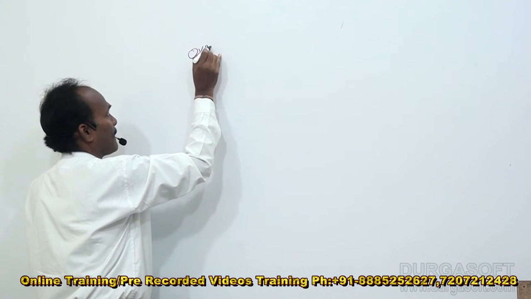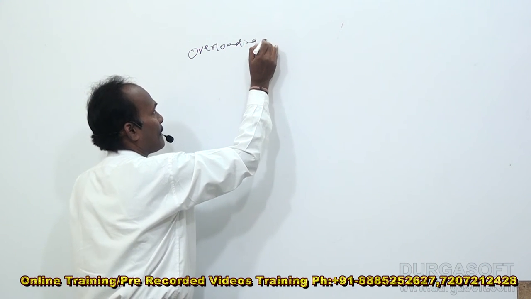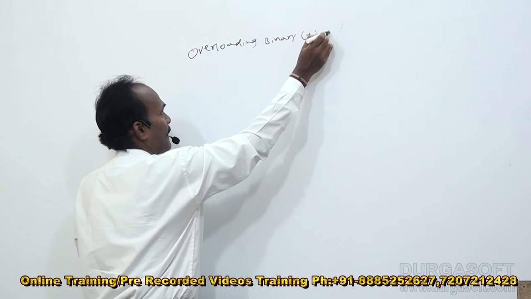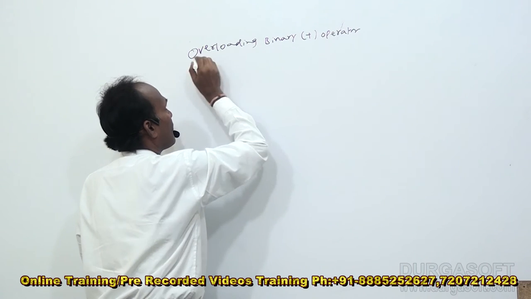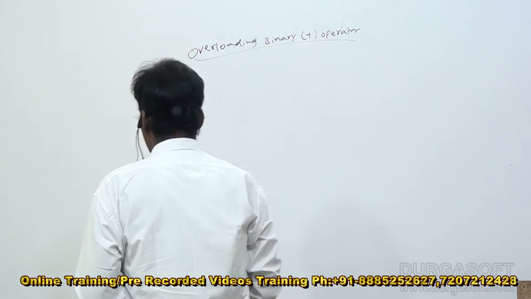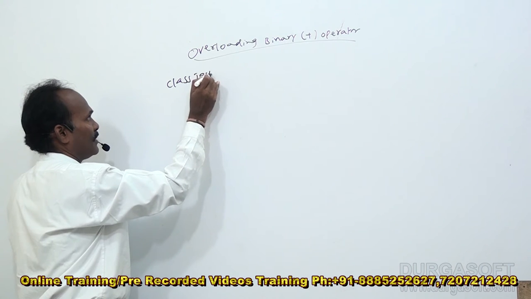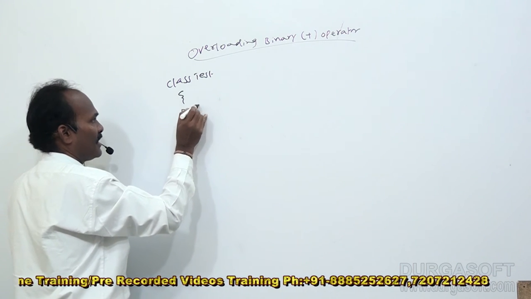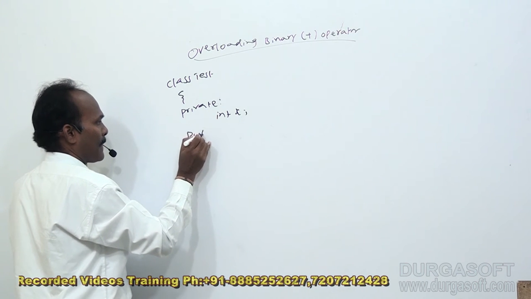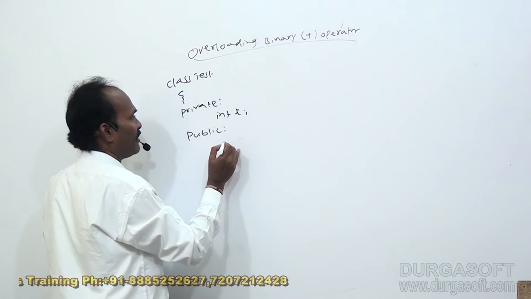Next one, overloading the binary plus operator. How to overload it? Let me write the program first, and after that I will explain. I will take a class, like in the last example, class Test. Within this I will declare a private section where I will declare one variable called x. In the public section I will initialize the x value.